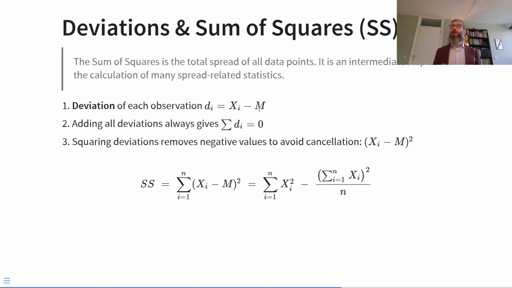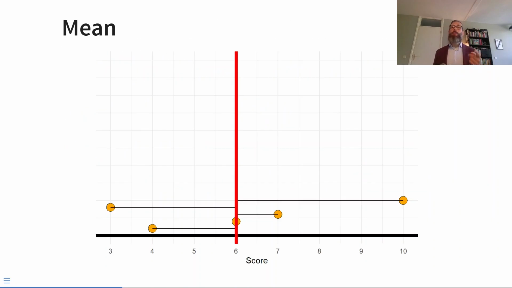I've already shown you an example of this, namely in this figure. Here, remember that I told you that each of these black bars represents the distance of a data point to the mean.